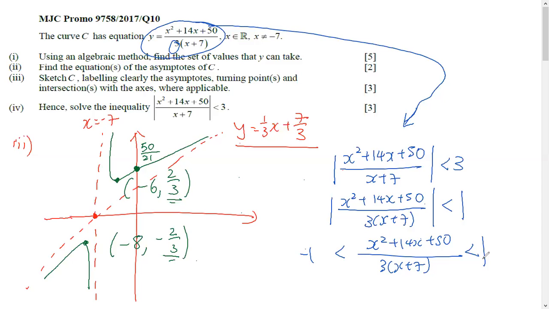So you need to draw graphs on the existing graph that we have here. The lines that we're going to draw are y equals -1 and y equals 1.